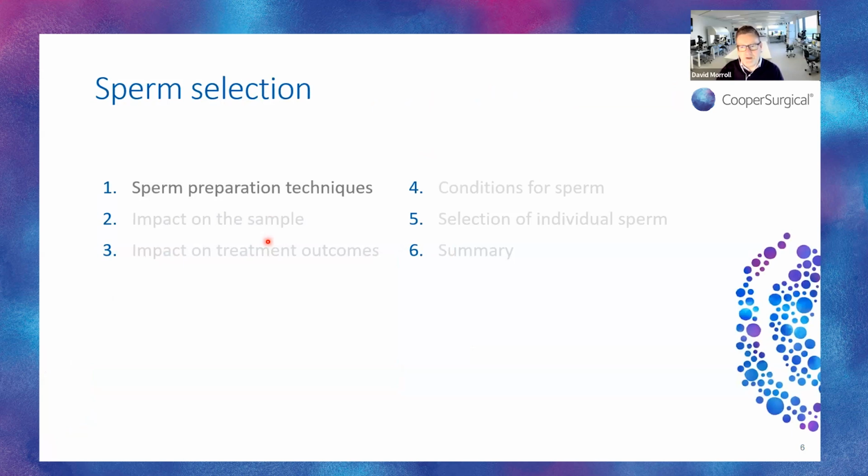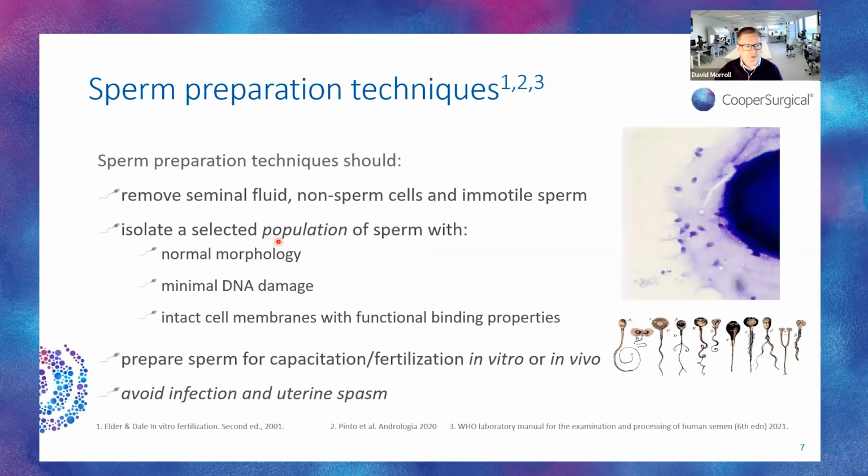So I'm going to take you through a couple of those and talk about the principles, but also hopefully highlight some of the key factors. Now, as I've said, we want to collect the mature motile sperm. So we're looking to isolate a selected population of sperm with normal morphology, however we define that, and minimal DNA damage within the nucleus of the sperm.